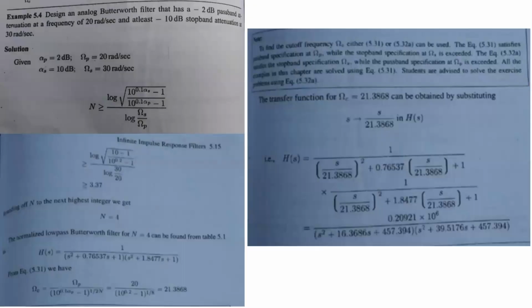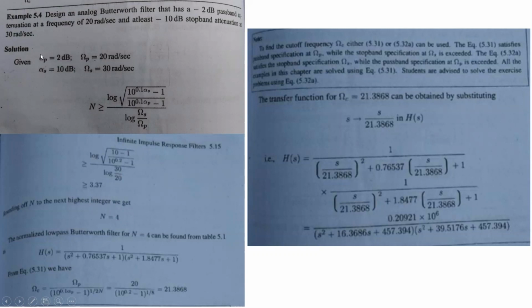Here is an example to illustrate the concept. You have to design a Butterworth filter with a passband attenuation of minus 2 dB at a frequency of 20 radian per second, and at least minus 10 dB stopband attenuation at 30 radian per second. From this question, it is clear that there is a smaller attenuation at this small frequency and a higher attenuation at a comparatively higher frequency, which means you have to design a low pass filter.